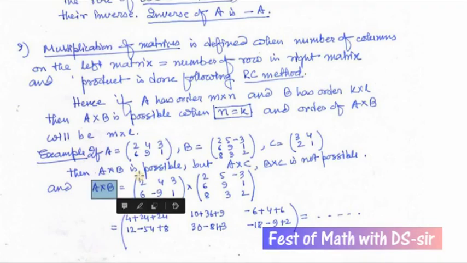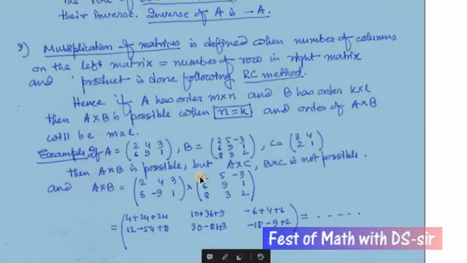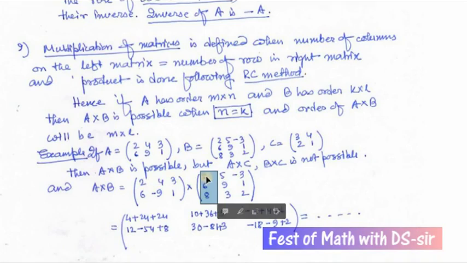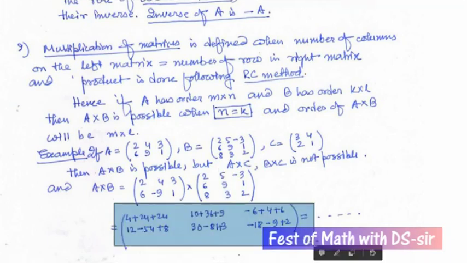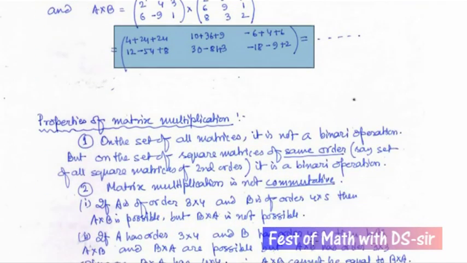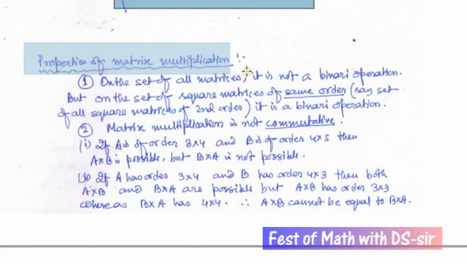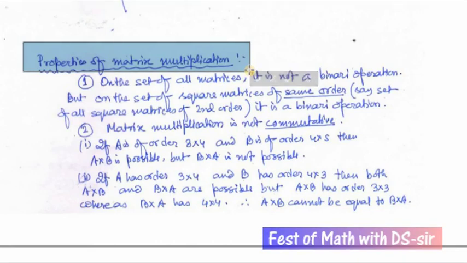And A into B is done by multiplying the first row with the first column. So 2 into 2 gives you 4, 4 into 6 gives you 24, 3 into 8 gives you 24. The next element is first row into second column. So 2 into 5 gives you 10, 4 into 9, 36, 3 into 3, 9. And likewise, we know the method of how to perform the RC method in case of determinants. This is multiplication.